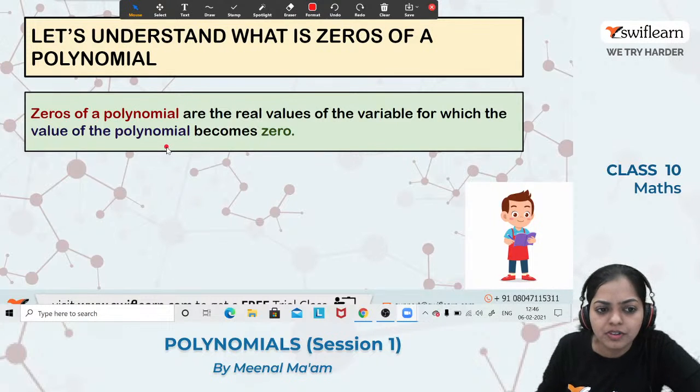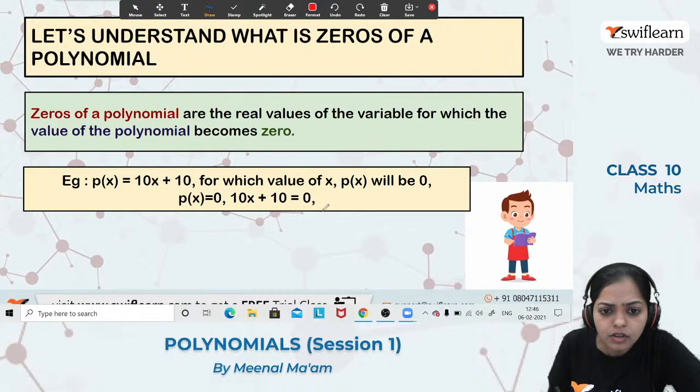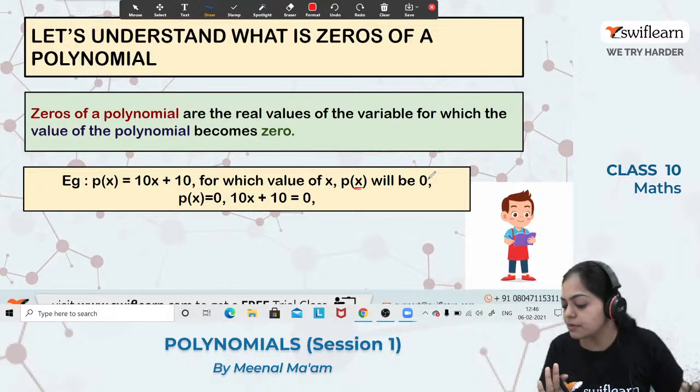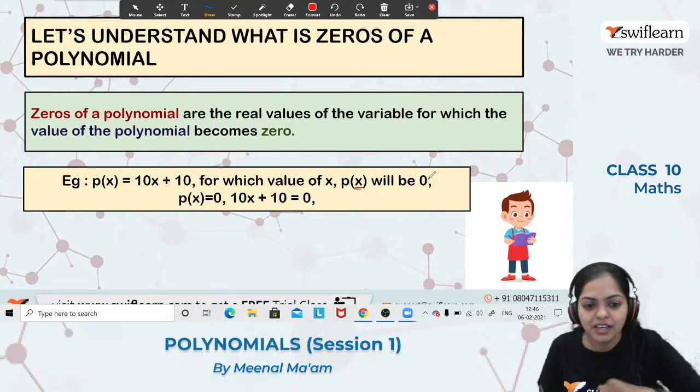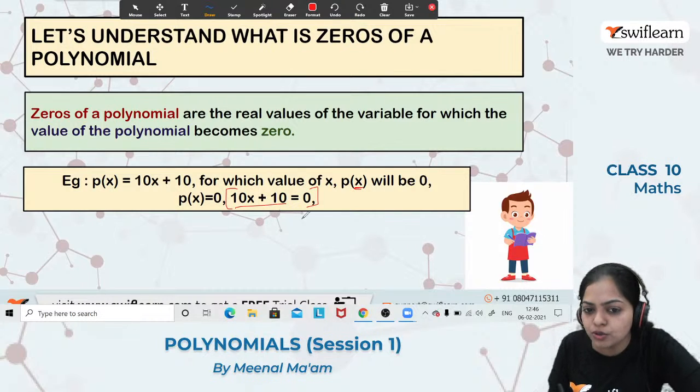Okay, I will explain. Let's have a look. The example is the polynomial expression 10x plus 10. For which value of x will p(x) be 0? That value will be the zero of the polynomial. So we have to find that value of x for which this whole expression will be 0. Now let's put p(x) equal to 0. So if I put 10x plus 10 equals 0, this becomes a simple equation, and we already know how to solve this type of equation.